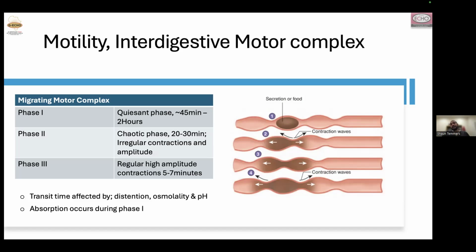Now, this transit can be affected by a host of things, distension being one of them, but the osmolality of the fluid itself, pH itself, and the presence of these active substances can affect the transit within the small intestine.